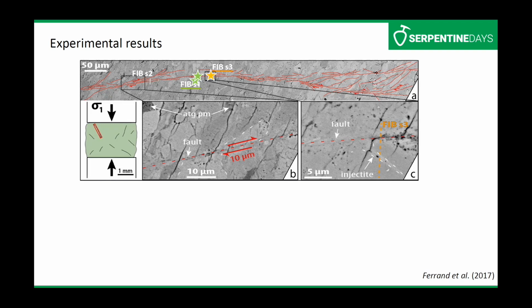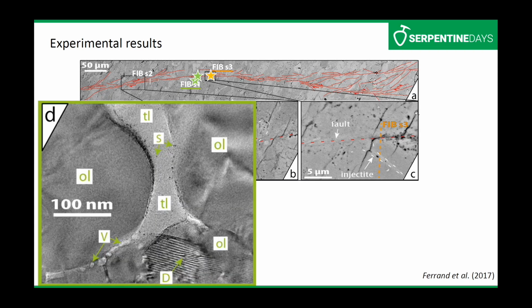Next slide, please. When we do transmission electron microscopy next to the fault, but I mean not on the fault, we have the dehydration products: olivine, talc-like, fluid vesicles. Next slide, please.